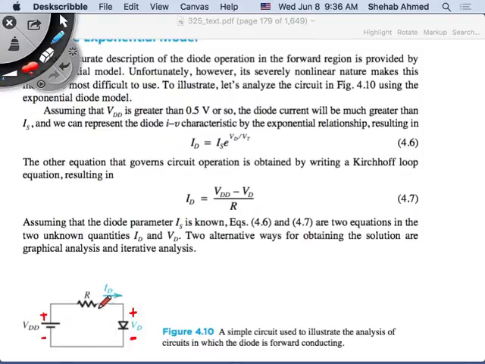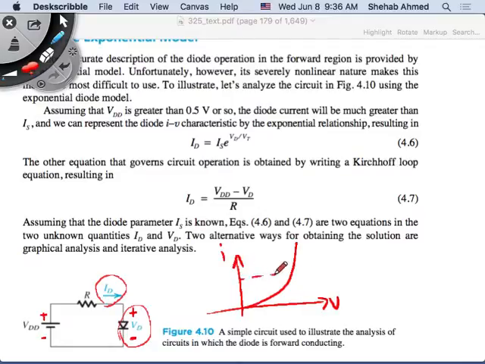So what is VD, right? And what is ID? I don't know. I'm not sure where this diode is going to operate, right? I have my forward model here. I want to know what V will be and what I will be if I put a certain value of resistor. That's the objective of this discussion.